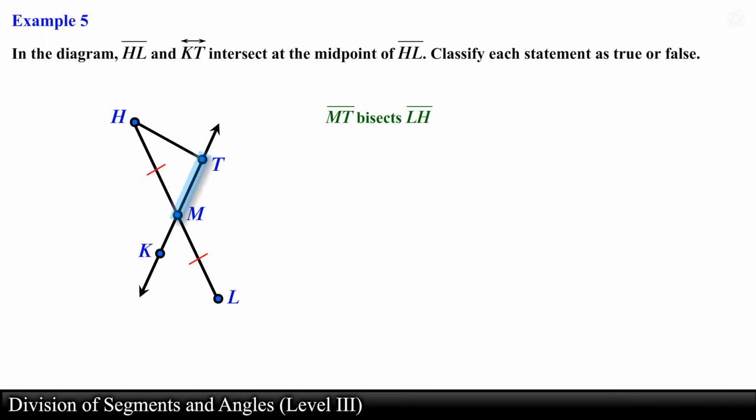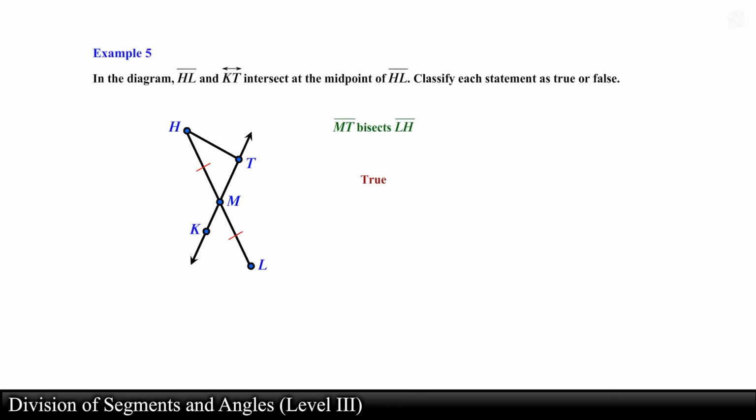Notice that the endpoints of segment MT are collinear with line KT. Since we are given that line KT intersects at the midpoint of segment HL, we know that line KT is a bisector of segment HL. The endpoints of segment MT are collinear with line KT. We can conclude that segment MT is also a bisector of segment HL. So this is a true statement. Alright, let's move along to the next example.